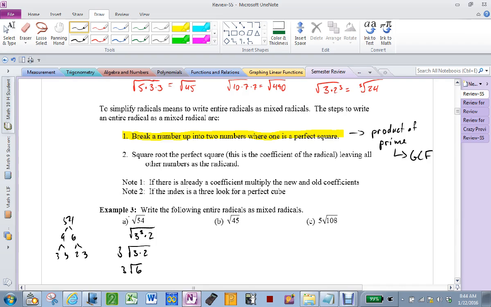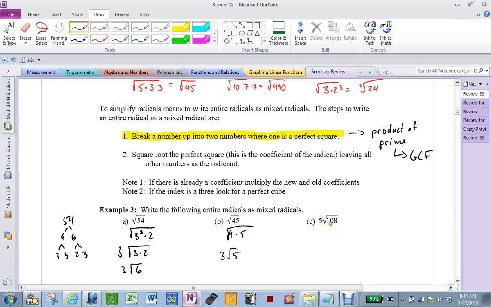However, there is also a shortcut. When I look at 45, I don't see 45. I see 9 times 5. And I right away see that 9 has a square root. What is it? 3. 3 root 5. Okay?